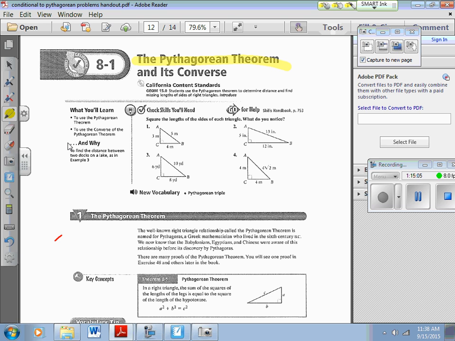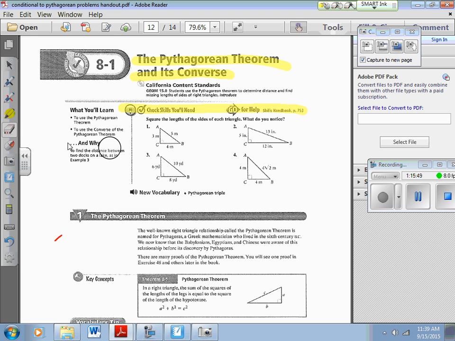Highlight Pythagorean theorem and its converse. Now, how many of you guys have ever used the Pythagorean theorem before? Okay, good. This should be super easy now. Okay? Now, those of you that have not used the Pythagorean theorem, it's not a difficult theorem. Just watch how I explain, okay? All right, so check the skills you will need. This is for you to figure out and do on your own. Square the lengths of the sides of each triangle, and what do you notice? So I want you to do that on your own, okay, because I'm not going to have time to go over that part.